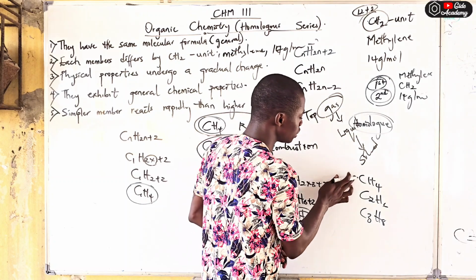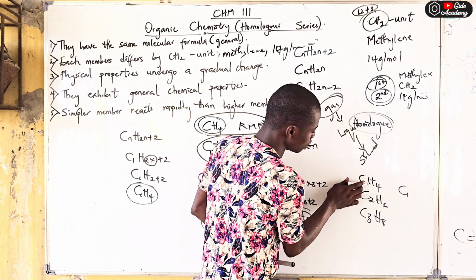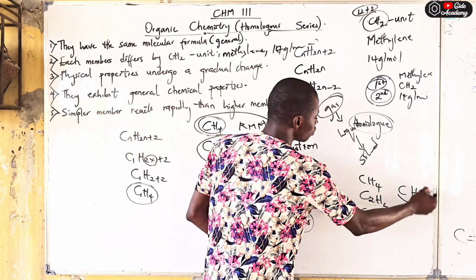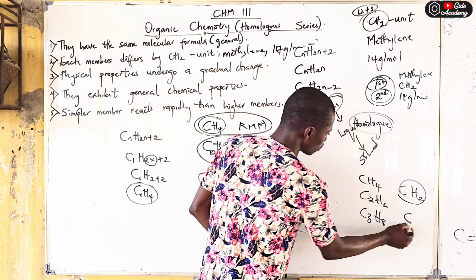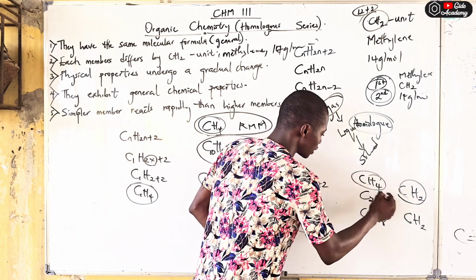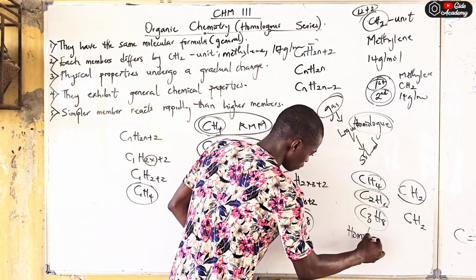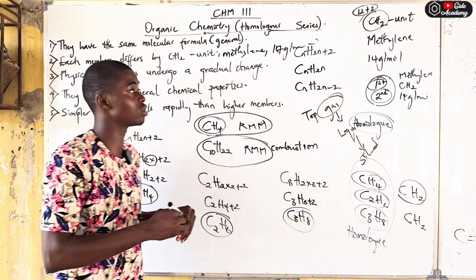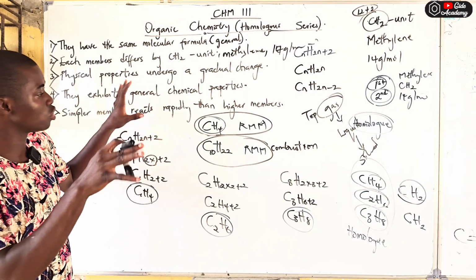So now let's check. What is the difference between this carbon atom and this carbon atom? It's just one carbon. What is the difference between this hydrogen and this hydrogen? It's just 2 hydrogens. So that's why we call it the CH2 group. So these are successive members. They are called homologs, and this series is called the homologous series.